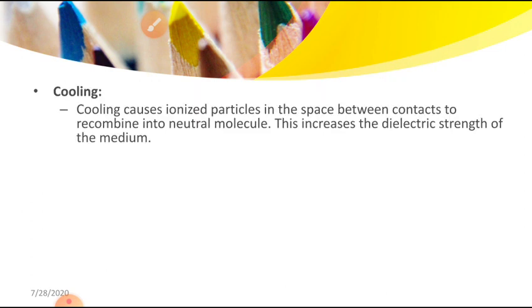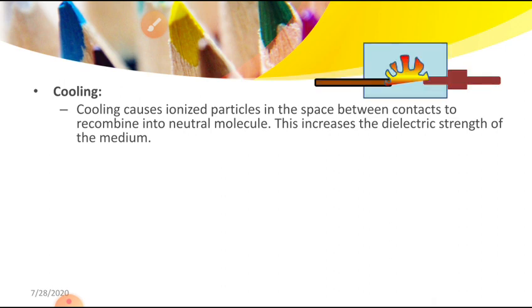By pressurizing, the outside gases are forced in, so deionization takes place very rapidly. Now cooling: cooling causes ionized particles in the space between the contacts to recombine into neutral molecules. So it increases the dielectric strength of the medium. Our aim is to increase the dielectric strength of the medium. By cooling, the particles recombine into neutral molecules. The active particles, electrons and protons, combine into neutral molecules, so there are no active particles to continue the agitation, that is the arc. So here you are going to use cooling also.